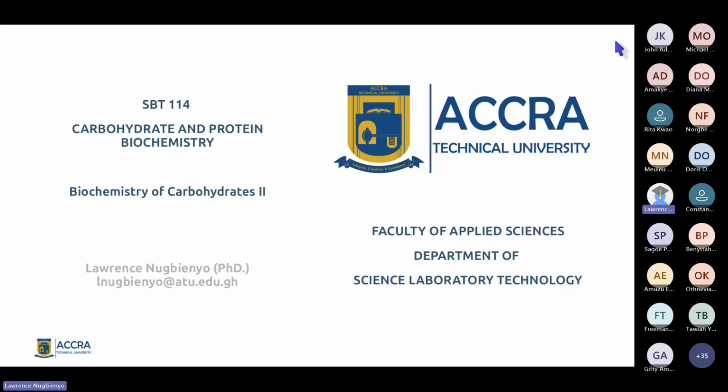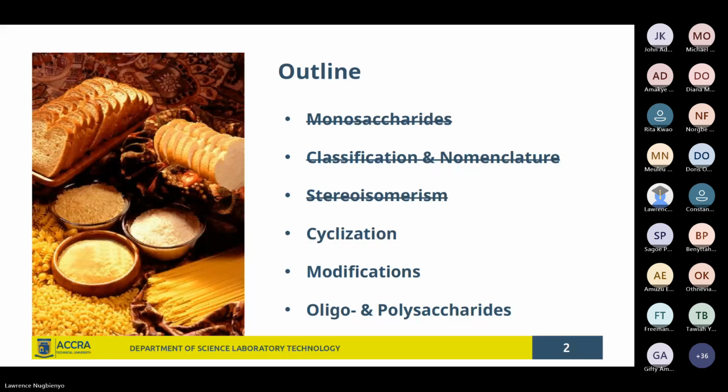Okay, so we started exploring biochemistry of carbohydrates previously, and in our last lecture, we looked at the basic units of carbohydrates being monosaccharides, and we looked at classification and nomenclature of the monosaccharides.